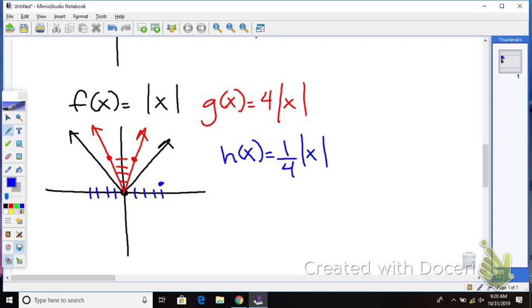And if you're on the ACT or something, it might call this a compression or a stretch. The blue graph would be compressed down and the red graph would be stretched up. But the best way to think of it, because we know slope so well, is to think of it like slope to be able to determine if it's going to be wider or narrower.